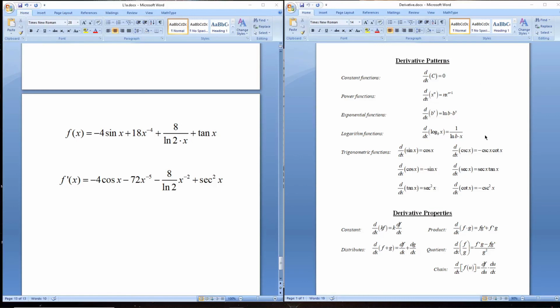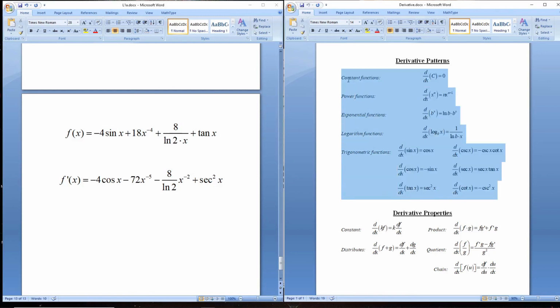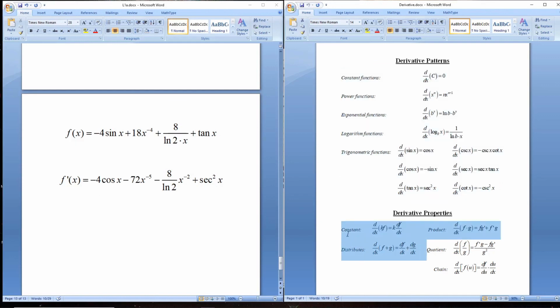So this first homework assignment for our test 2 material is going to be simply, can you do these base derivative patterns along with these 2 properties? So the first homework is going to contain all these patterns and these 2 properties. Well, I can't highlight constant and distributes, but these 2 properties here.